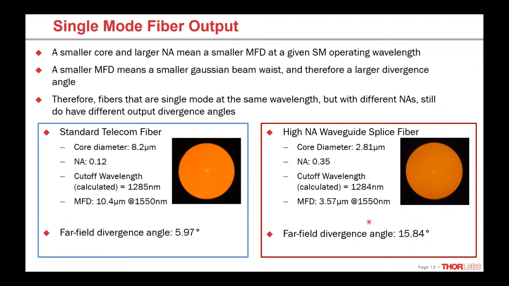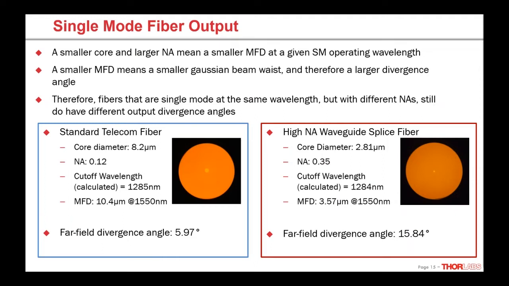Obviously, this fiber has a much larger divergence angle, and it is because for a certain single mode operating wavelength range, we have larger NA, smaller core. So the NA partially affects it, but not directly. And it is worth noting, if we were to plug these NAs into that multimode equation, we would get larger angles than we see here. So yeah, NA does indirectly affect how quickly the light is going to diverge from the fiber.